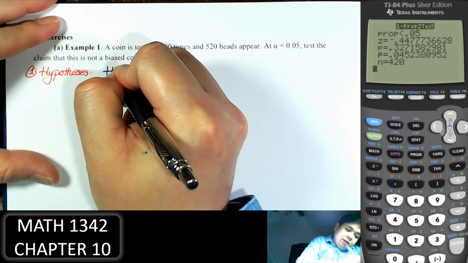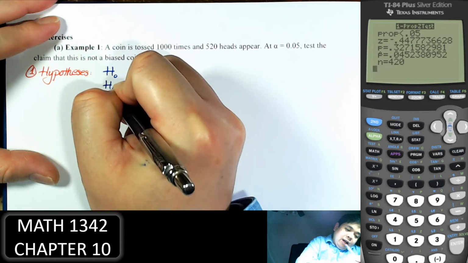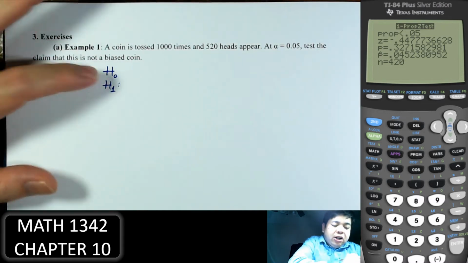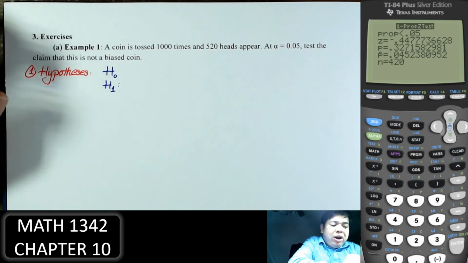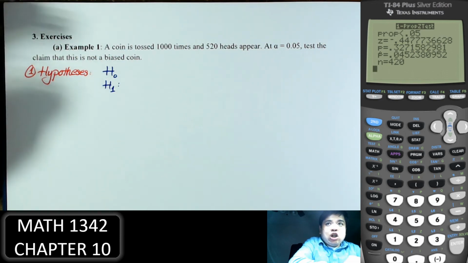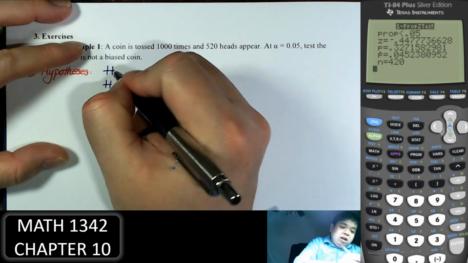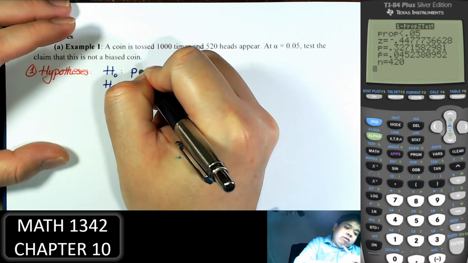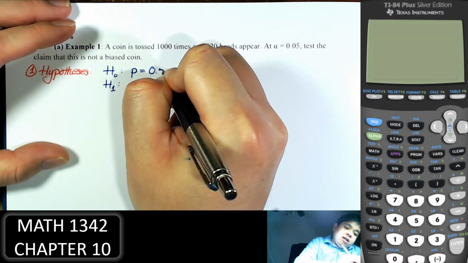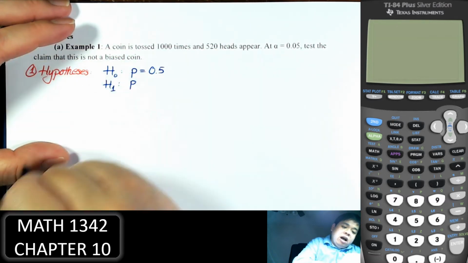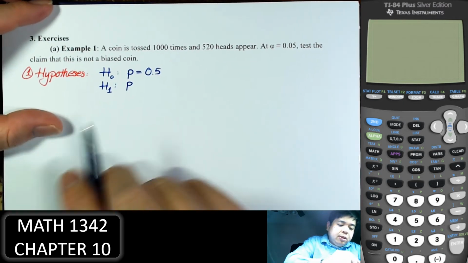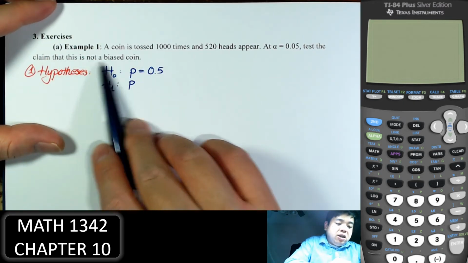H0 and H1. The null hypothesis. So whether it's the biased coin or not, the status quo is the coin is not biased, meaning that the probability of getting head is exactly 50%. And the alternative hypothesis, this is a biased coin.